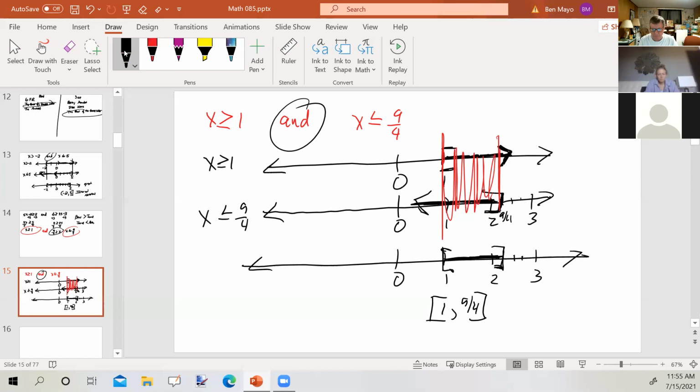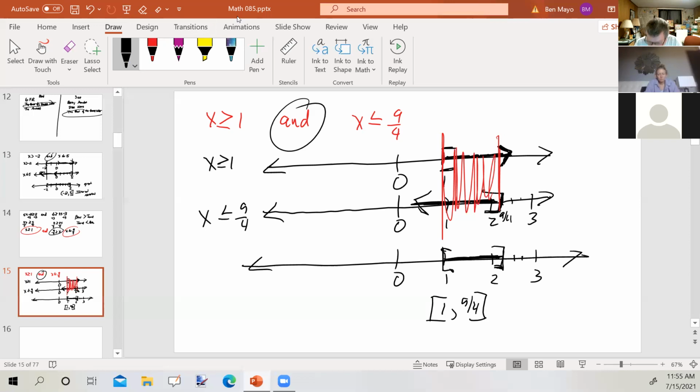Okay. Now, a couple of things to remind you of. In WebAssign, don't use mixed numbers. You could use a decimal, so you could use 2.25, but don't use 2 1/4 because it doesn't work well. For whatever reason, mixed numbers don't work, so just avoid them.